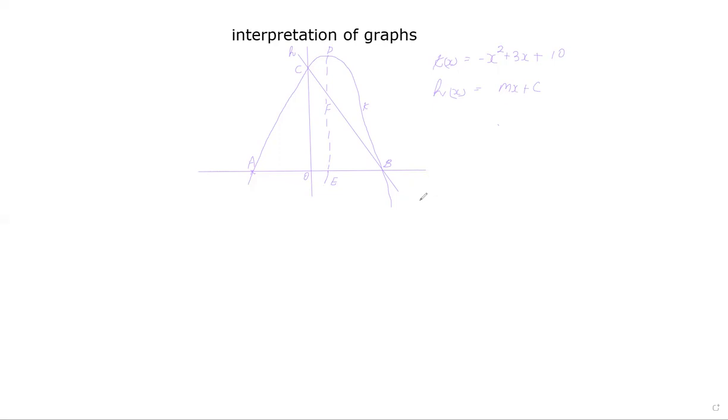Now, one, determine the length of AO, OB, OC, and DE.